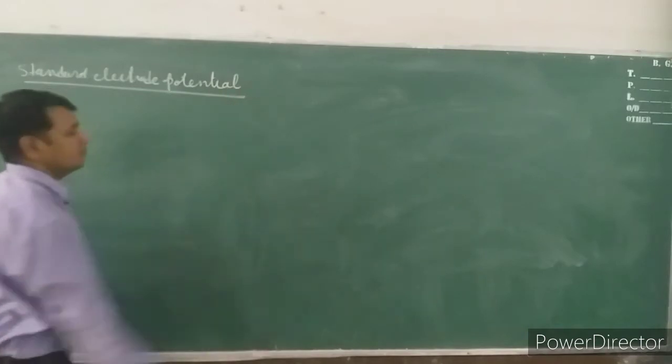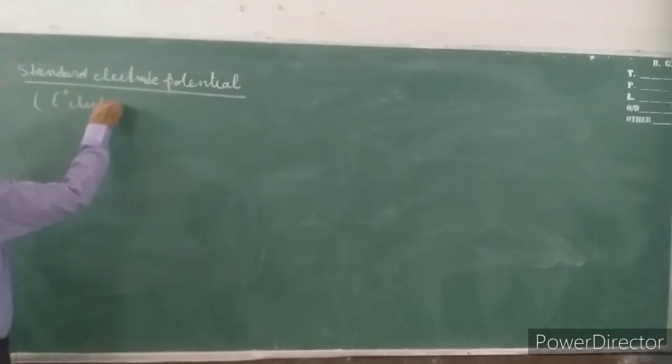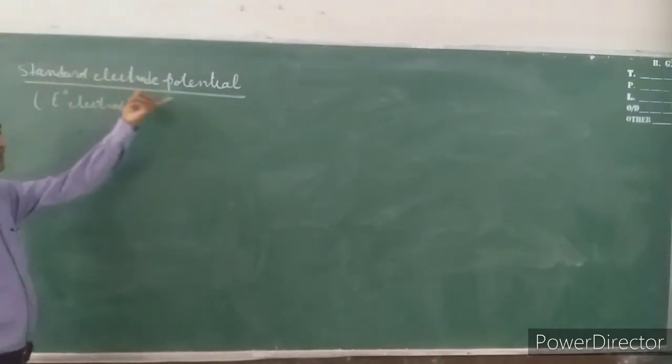Standard electrode potential. The symbol of standard electrode potential is E naught, E standard electrode. What is the meaning or concept of standard electrode potential?